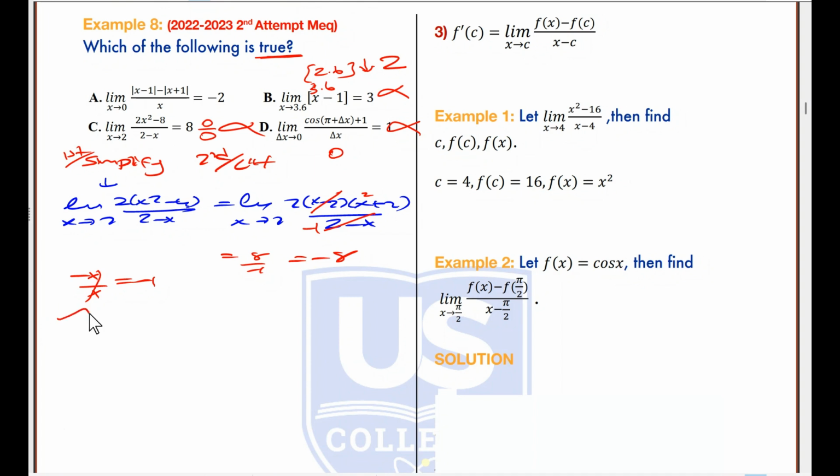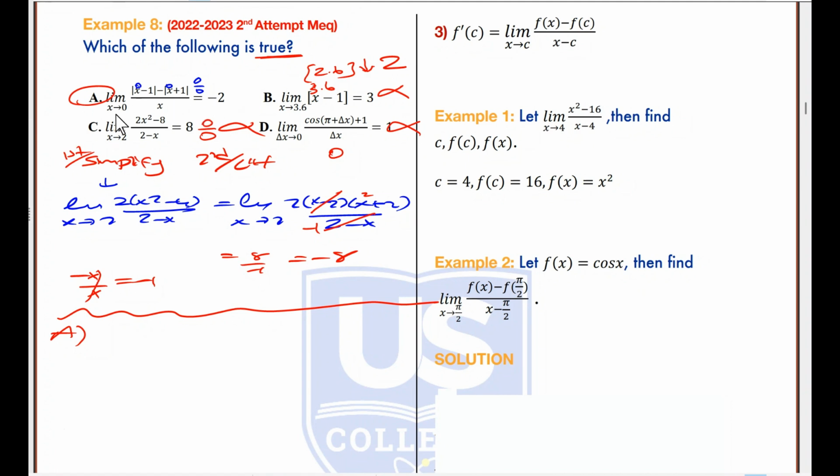So it leaves me with option A. So option A is true. How so? Let's try. When I substitute 0 for x, I get 1 minus 1, 0, 0 over 0 case. 0 over 0 case, undetermined form. So how can I solve undetermined form questions with absolute value functions?